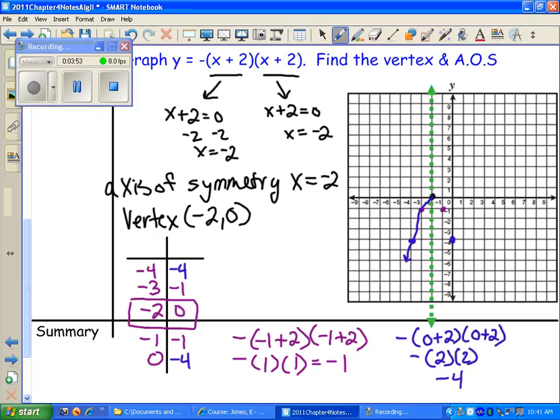Here it's going down, and that negative out front is what tells you it should be opening down, so that you know that you probably plugged it in right. And that's how you work it when your x-intercepts are the same value.